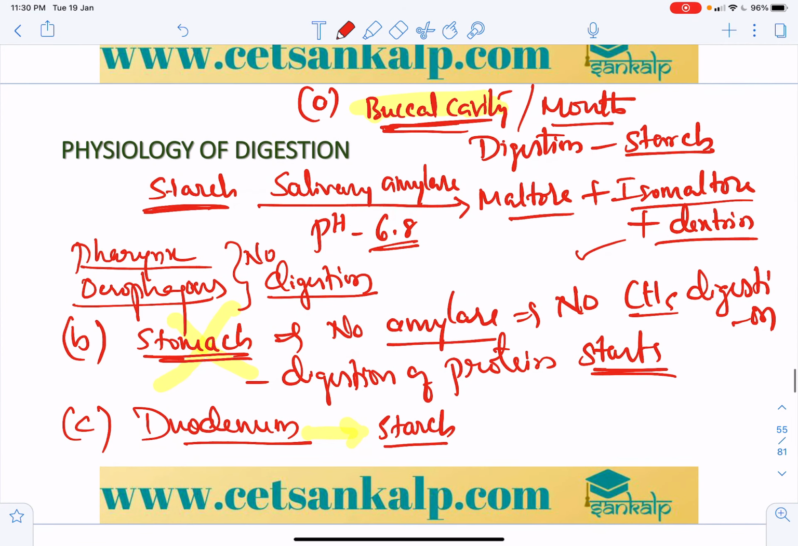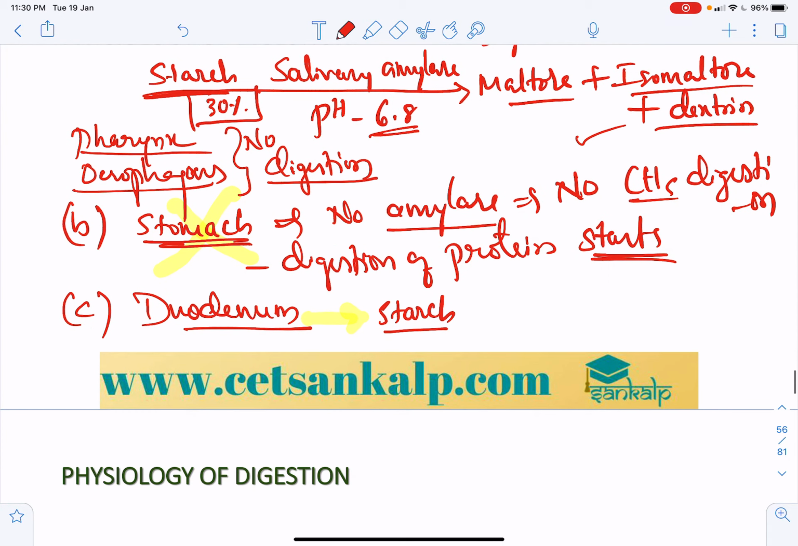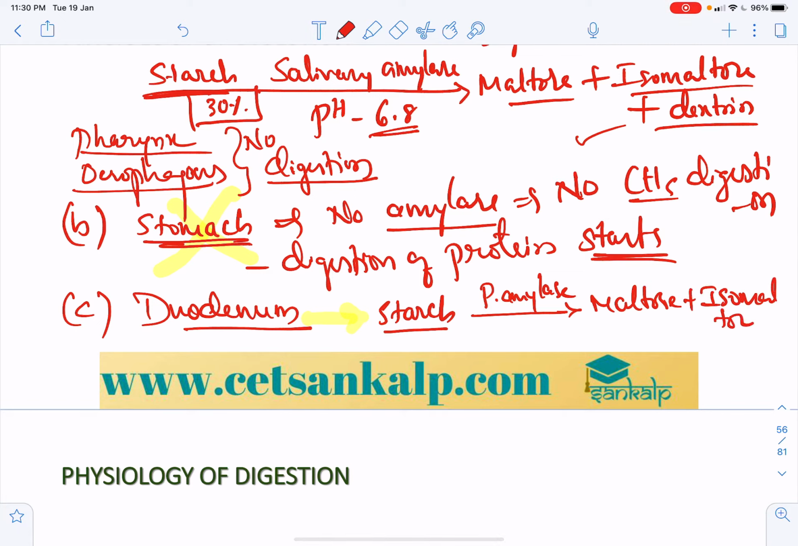In the duodenum, the remaining partially degraded food along with the starch arrives. Approximately 30% of starch will be digested in the mouth. The remaining is moved into the duodenum, where that starch, with the help of many enzymes, is digested. The first is pancreatic amylase. Keep in mind that it is secreted by the pancreas, and it converts starch into maltose, isomaltose and dextrin.